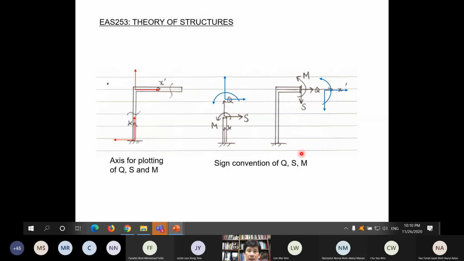Counterclockwise. When it comes to here, Q is always pointing in the direction of the X-axis, and the X-axis starts from the left-hand side. We always start from the left-hand side, from the beginning part to the end part. Q is always pointing in the direction of X. And S also is pointing in the direction opposite to the positive Y-axis for this member. This X and Y is for us to draw the graph. Then the bending moment again is counterclockwise.